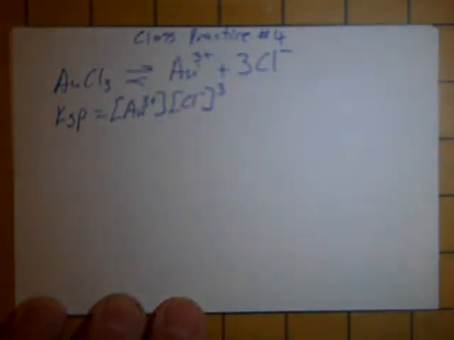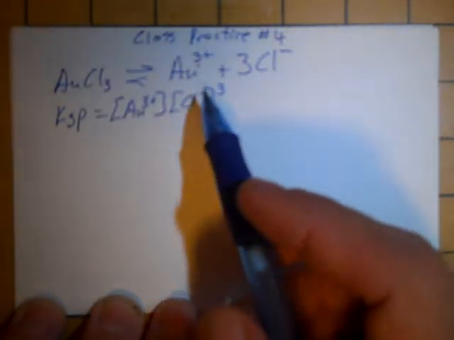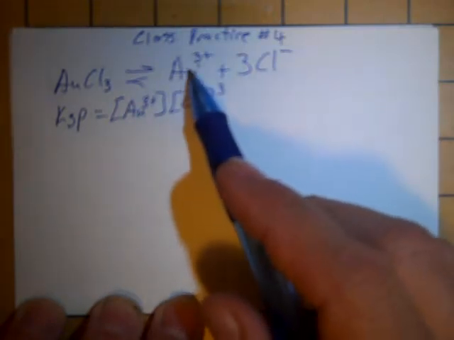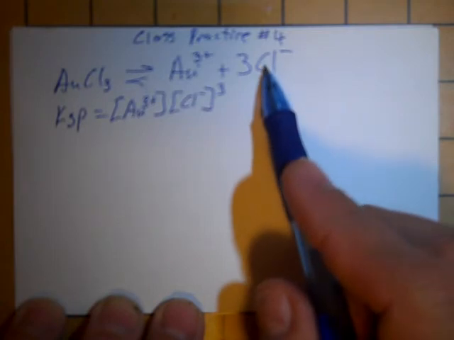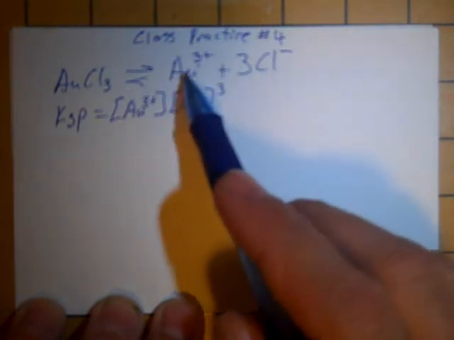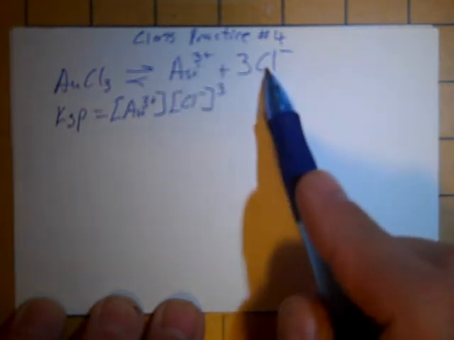The third thing they want you to do is calculate how many grams of gold ions would be in 1 liter of a saturated solution. And they tell us the KSP is 3.2 times 10 to the minus 23. Thing to realize is that from the first equation we can see that the concentration of gold and the concentration of chloride are in a 1:3 ratio. So whatever the concentration of gold is, there's going to be 3 times as much chloride ion.